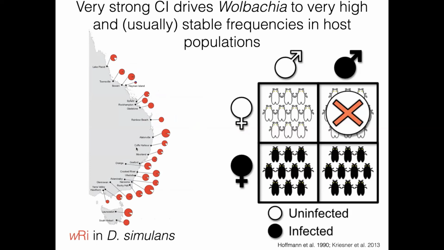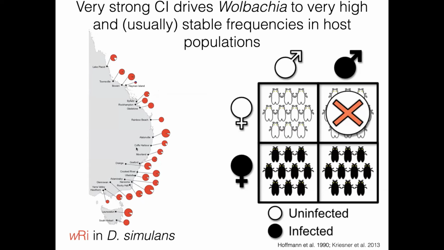So I'm showing you a classic case here of this variant we call wRi, based on its discovery in the 1980s in Riverside, California, in Drosophila simulans by Ary Hoffmann and Michael Turelli. And here I'm showing you wRi abundance in Australia in 2012, with the piece of the pie that's red being the proportion of hosts that are infected. These frequencies now at wRi are pretty stable globally. About anywhere you go, they're about 93%.